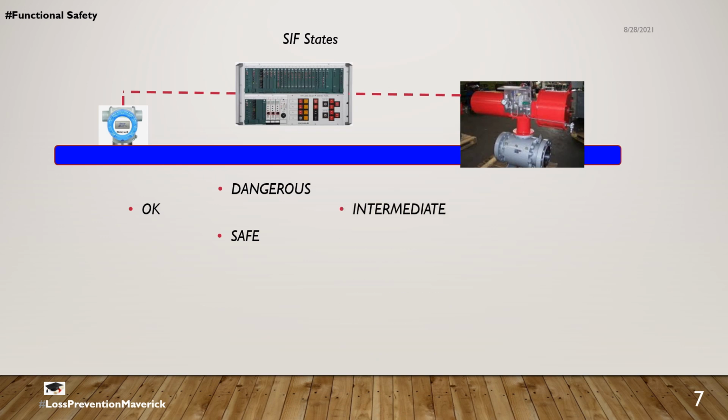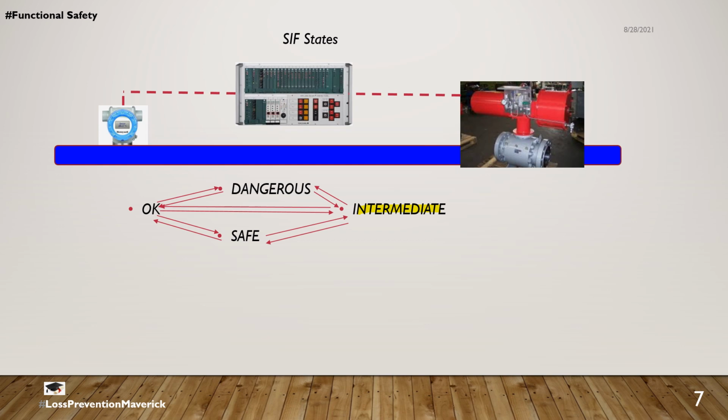So according to IEC 61511, they say that this particular SIF can at any point of time be in any of these states. The only thing that I would like to mention specifically is that for the intermediate SIF state to happen, it needs to have redundant devices, at least two.